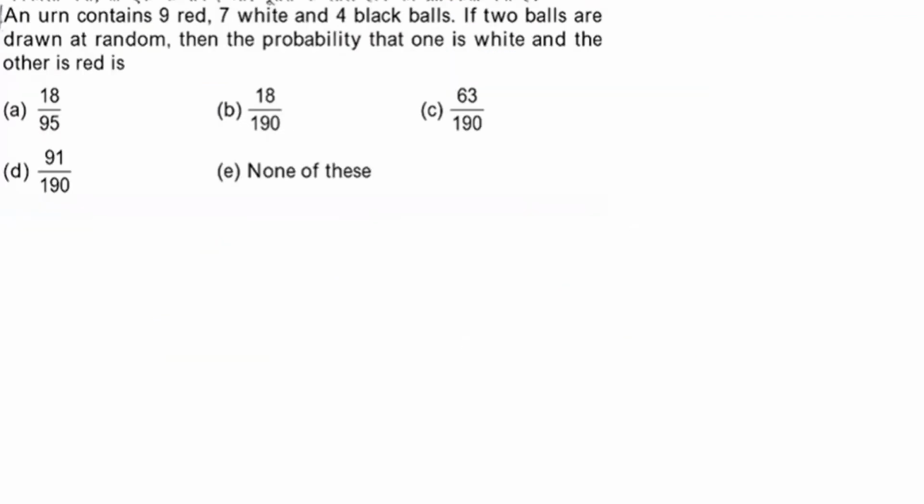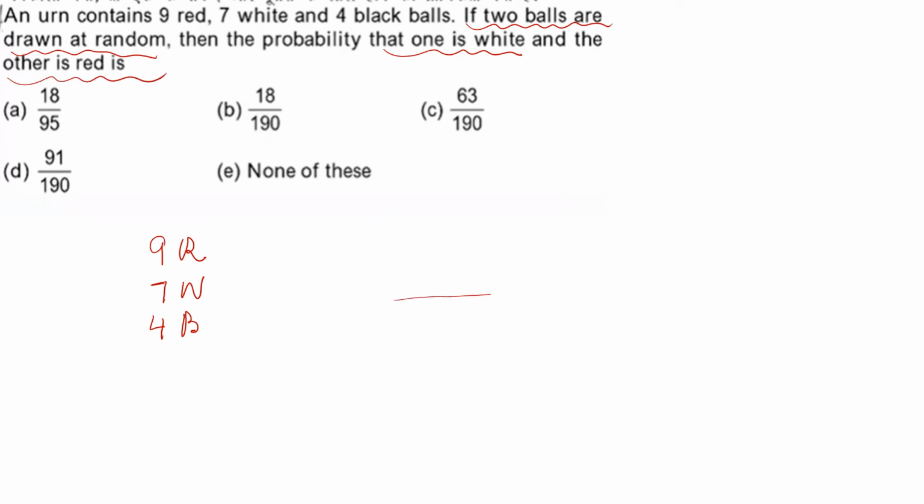Okay. Now try to understand this question and differentiate it from the previously done question to understand the concept. An urn contains 9 red balls, 7 white balls and 4 black balls. If 2 balls are drawn at random, they didn't use the words one after the other or one by one, they just say that two balls are drawn at random. Then what is the probability that the first ball is white and the other ball is red?